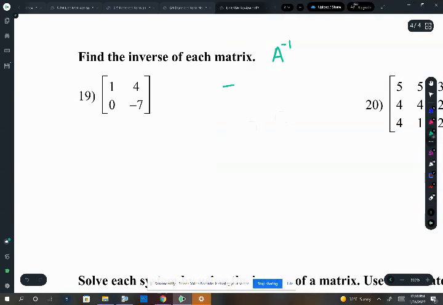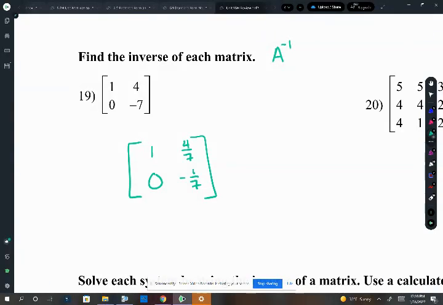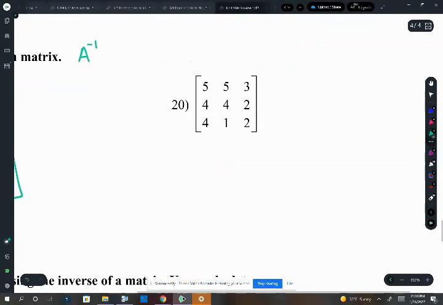So we're just going to write 1, 0, 4 sevenths, negative 1 7. And I would prefer, if the decimals are gross like that, I would like you to write it as a fraction. So do the math, enter thing.